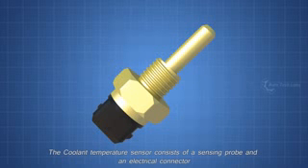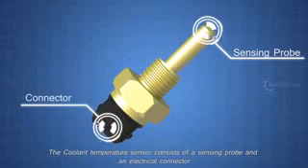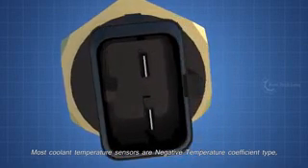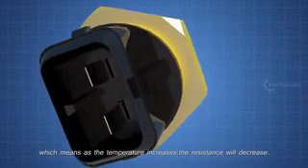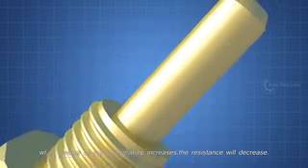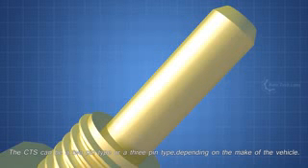The coolant temperature sensor consists of a sensing probe and an electrical connector. Most coolant temperature sensors are negative temperature coefficient type, which means as the temperature increases, the resistance will decrease. The CTS can be a 2-pin type or a 3-pin type, depending on the make of the vehicle. These are the main parts involved in an engine cooling system. Now, let's see how these parts work together.